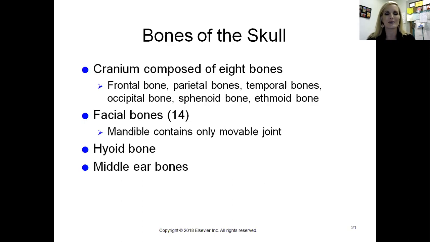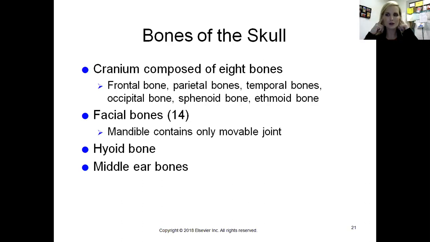But the hyoid bone, for those of you guys who watch any type of investigative shows, if there's any damage or break in a hyoid bone, it typically indicates some type of strangulation. I know that's kind of a morbid way of thinking of it, but it's also a way to remember it. So that's a hyoid bone.